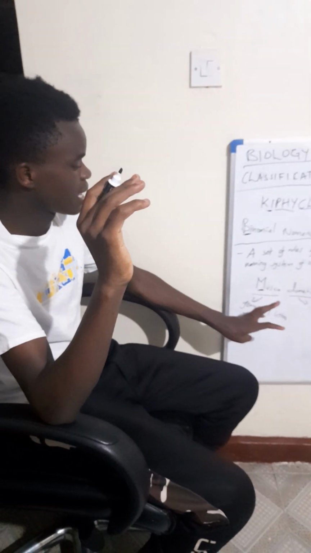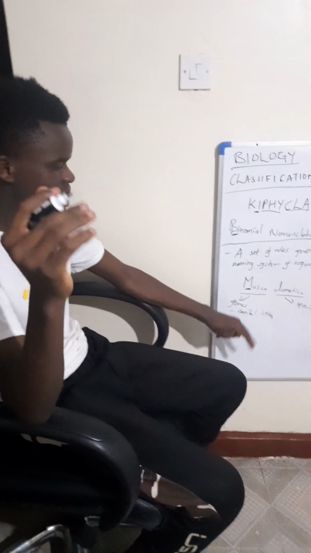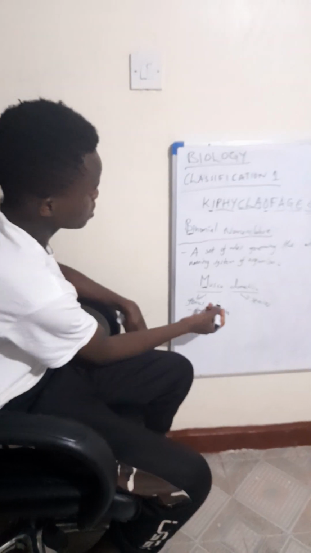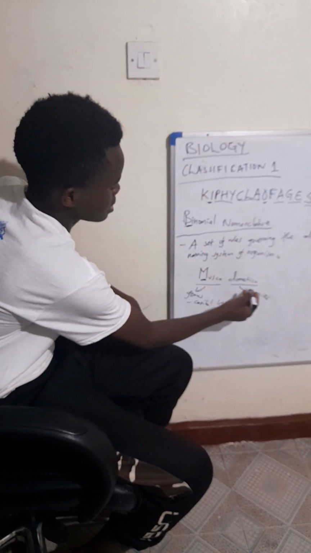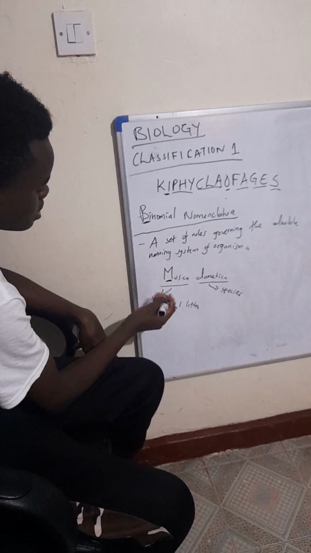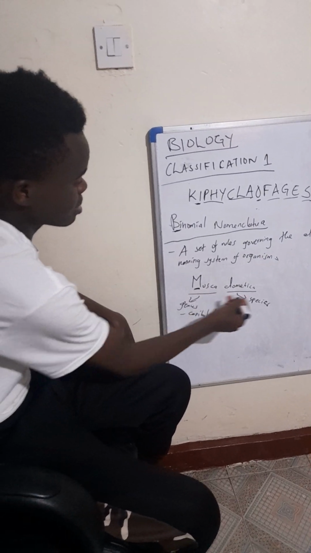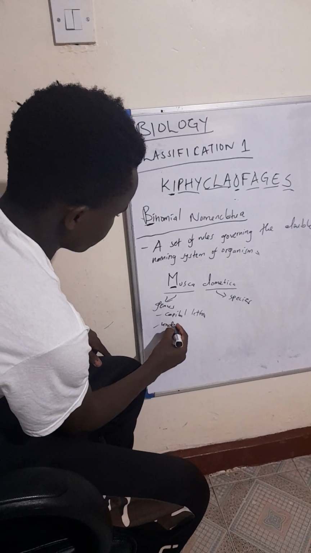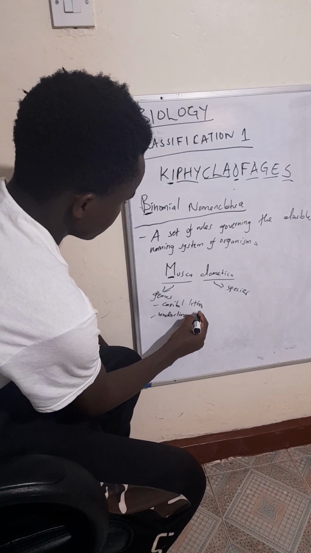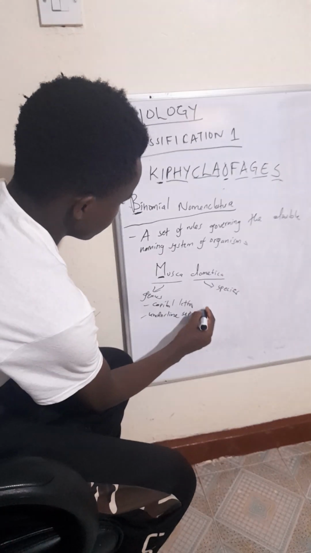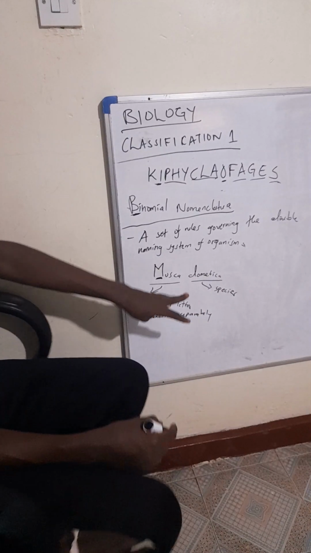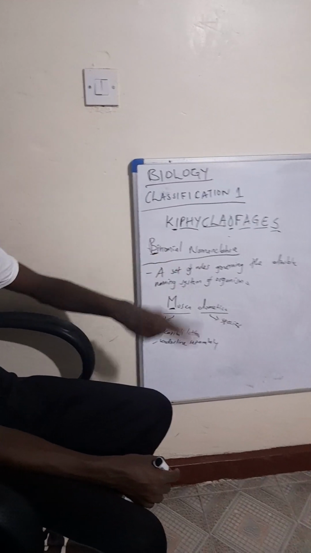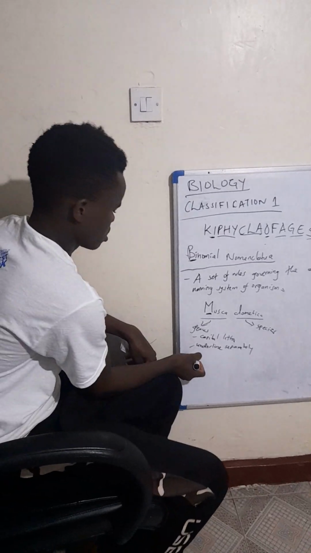Now, the second rule for this double naming system is that when handwritten, like in this case where I've written it manually, the names must be underlined separately. There are two different names, so underline them separately. Musca domestica. That's the second rule.